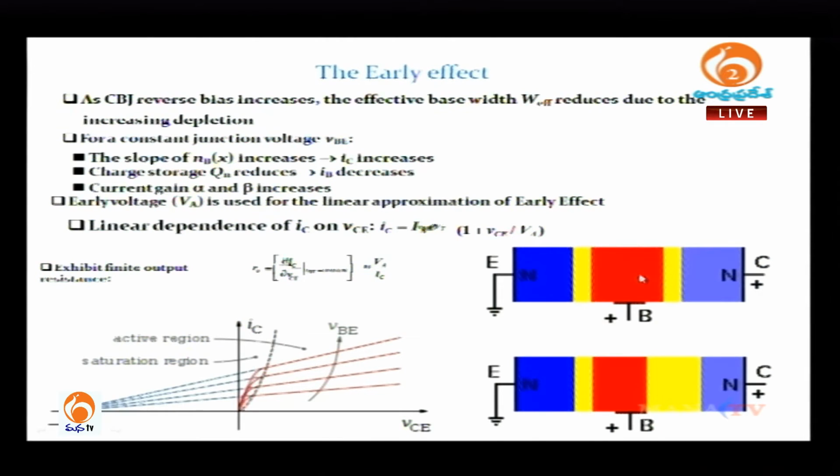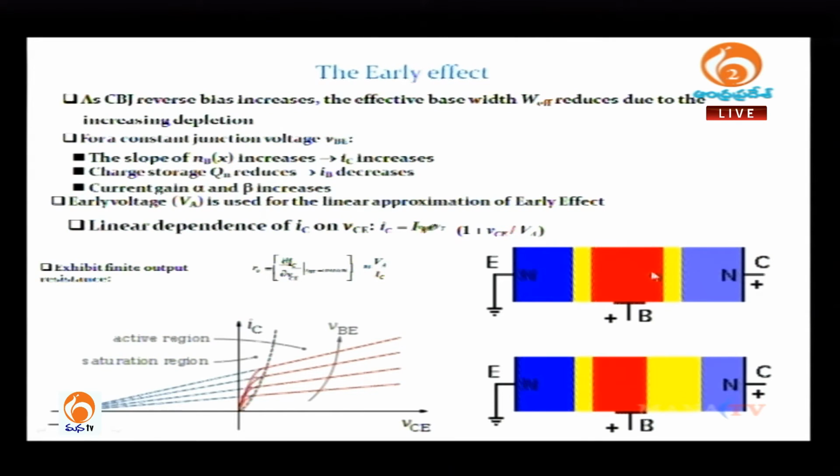Since we are applying forward bias at the emitter junction, the depletion layer at the emitter junction reduces, whereas we are applying reverse bias at the collector junction. When we apply reverse bias at the collector junction, the depletion layer extends. It will extend less in the collector region and more in the base region, due to the fact that the base is very thinly doped. For that reason, the effective width of the base decreases.